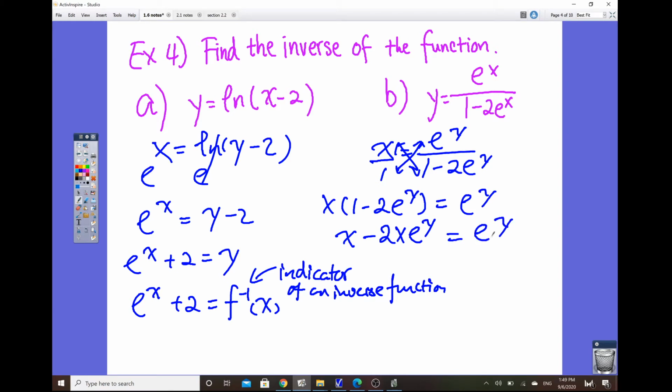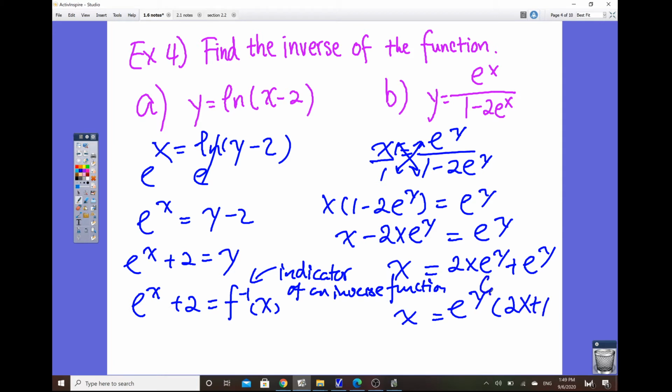And now for the e to the power of y, anything that's considered y terms, you want to collect them together. So we do have x equals 2x e to the power of y plus e to the power of y. And then what I can do next, I can take out that e to the power of y because that's the greatest common factor, the GCF. And now what's left here, we do have x equals e to the power of y times 2x plus 1. So in other words, x over 2x plus 1 equals e to the power of y.